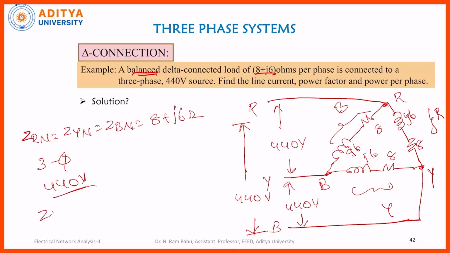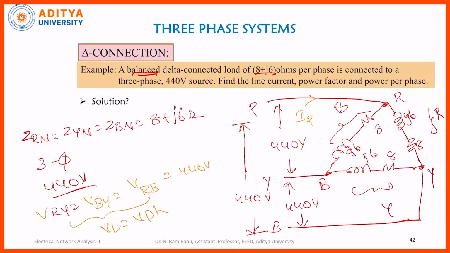Therefore, VRY is equal to VBY is equal to VRB is equal to 440 volts. That means we have noted down the values of line voltage. In a delta connection, line voltage is equal to phase voltage. Therefore, we have obtained the values of line voltage and phase voltage as 440 volts, but we can write it with a phase displacement of 180 degrees. And the next part is, I am supposed to find out the line currents.